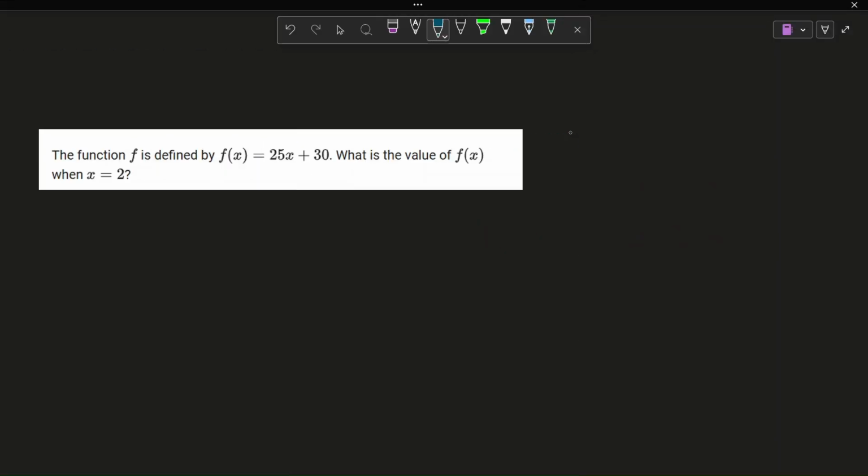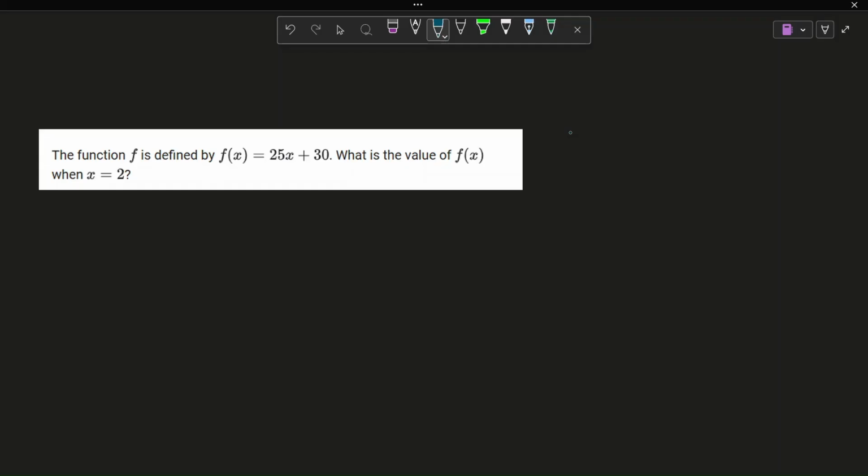All right, here's the first question. The first question reads, the function f is defined by f of x equals 25x plus 30. What is the value of f of x when x equals 2? All right, essentially what this question is asking you is, you have f of x, and you want to find the value of f of x when x equals 2.